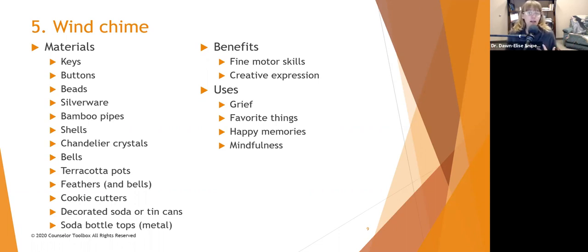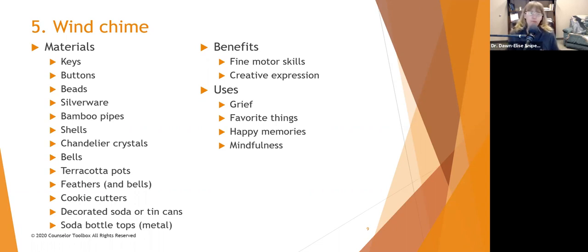Bells, terracotta pots, feathers and bells, cookie cutters, decorated soda or tin cans, and soda bottle tops, the metal ones that come off the actual soda bottles. Those can all be used. They all make noise, and there are tons of ways. If you just Google how to make a wind chime, you will come up with literally hundreds of different suggestions for ways to string things together to make a wind chime.